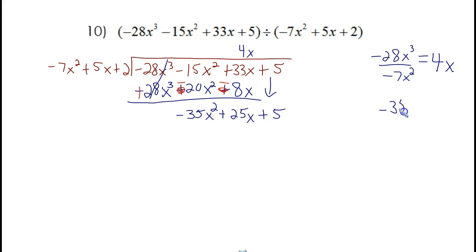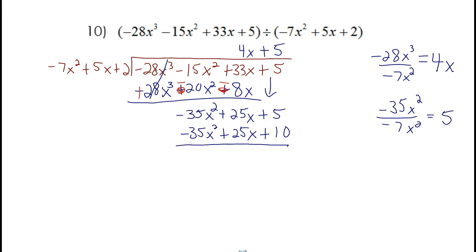This time, how many times does negative 7x squared go into negative 35x squared? The x squareds cancel out, the negatives cancel out. 35 divided by 7 is positive 5. So I'm going to put plus 5, and then I'm going to multiply by everything over here. 5 times negative 7x squared is negative 35x squared. 5 times 5x is positive 25x. 5 times 2 is positive 10.